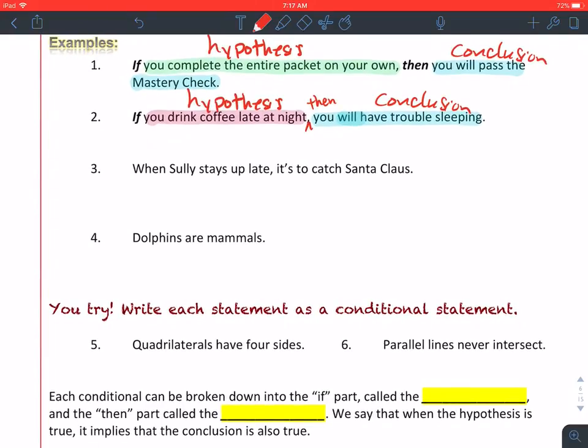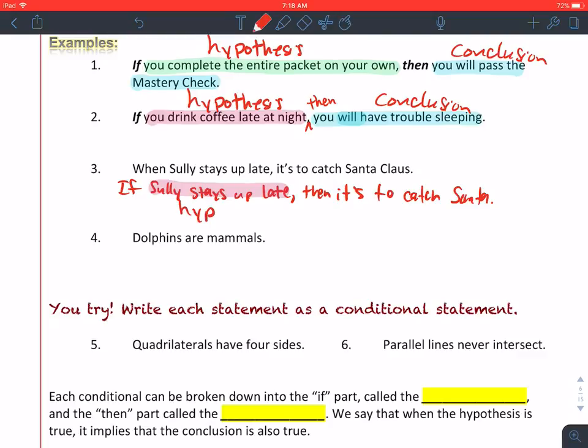Number 3, when Solly wakes up late, it is to catch Santa Claus. That is a conditional statement, but it's not in if-then form. It's going to be easy for us to look at this if it is in if-then form. So let's change it. If Sully stays up late, then it's to catch Santa. So for this, Sully stays up late is the hypothesis. It's to catch Santa is the conclusion.